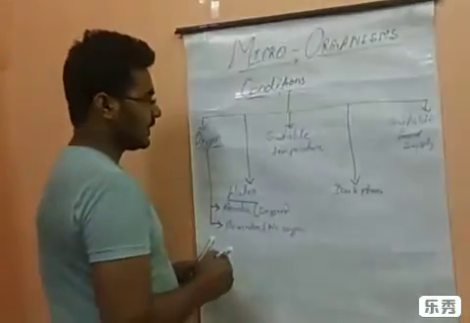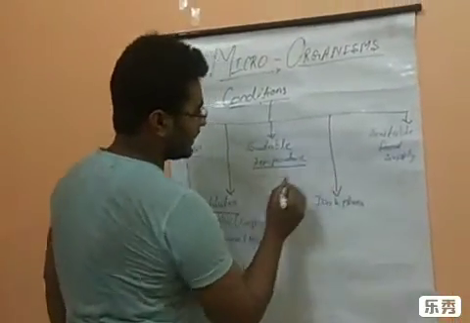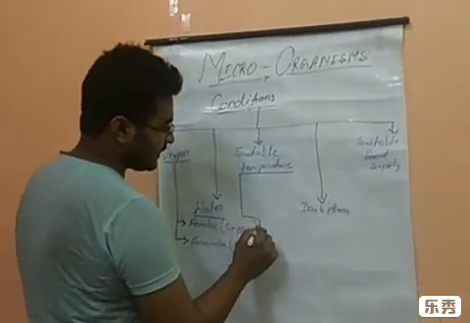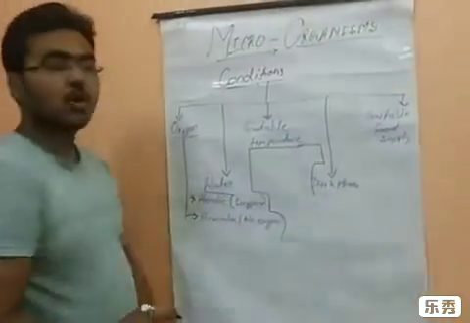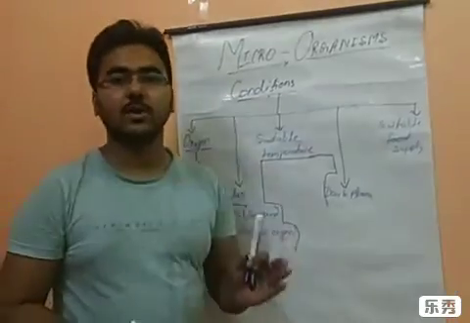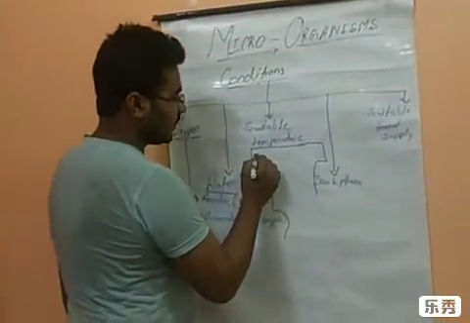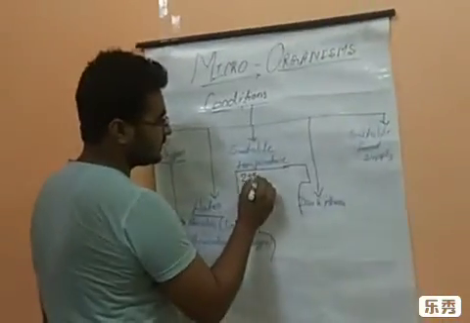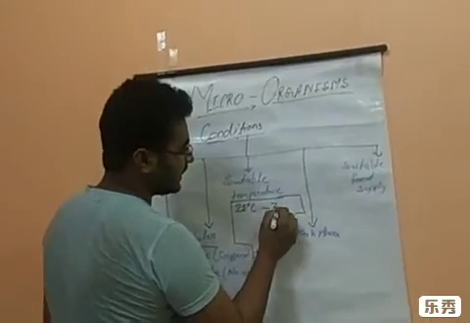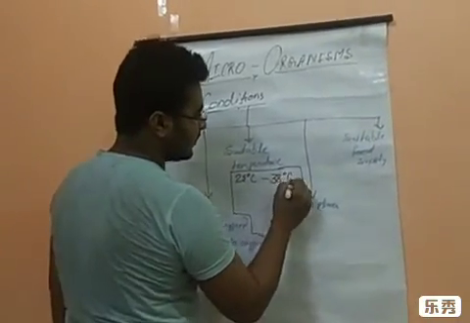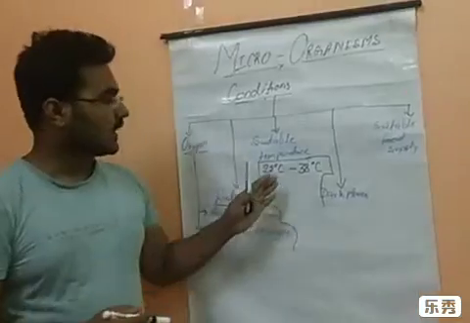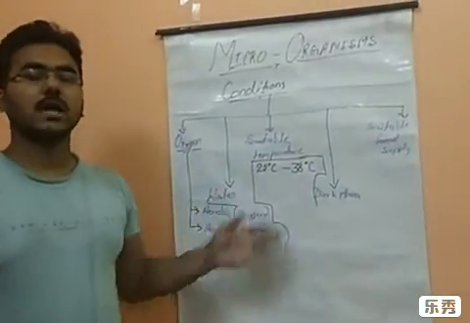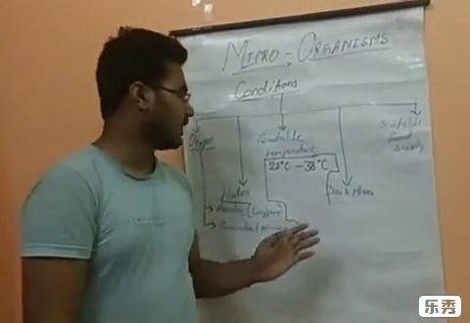Third thing, suitable temperature. Firstly I would like to tell that commonly the microorganisms are able to survive between 25 degrees Celsius to 38 degrees Celsius. This is the temperature range in which all types of microorganisms can survive.